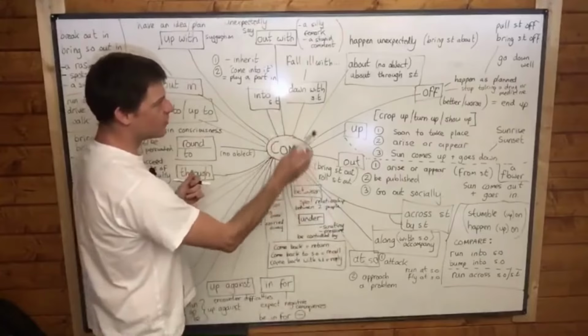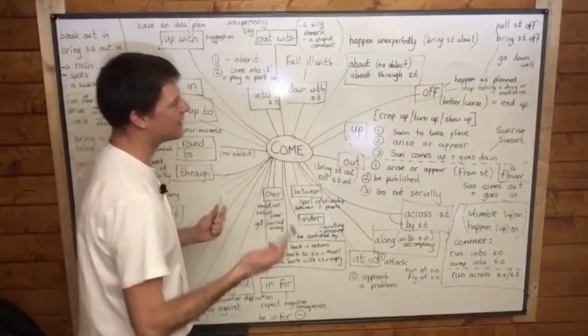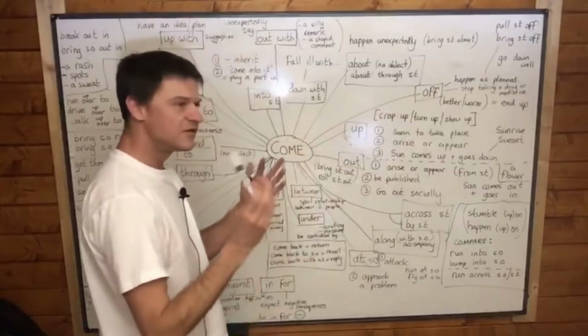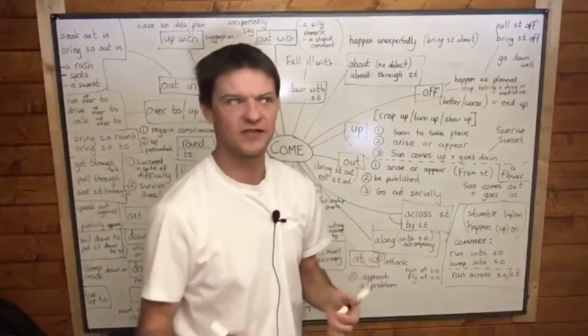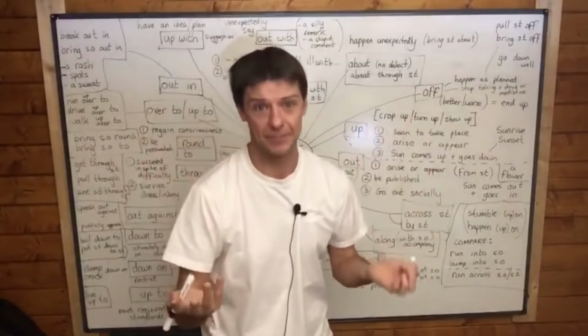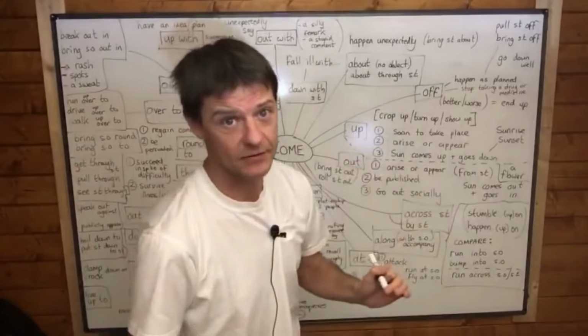So let's start with come about. Come about means to happen unexpectedly, and it's very often used without an object. It's very often used in a question, something like this: how on earth did this come about? Meaning, how on earth did this happen? Exactly the same. How on earth did this come about?